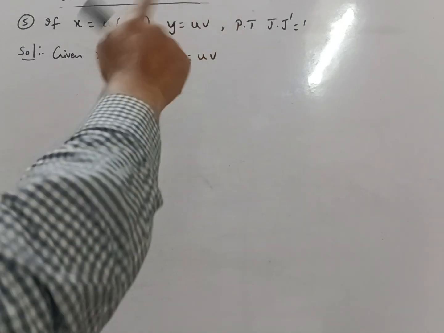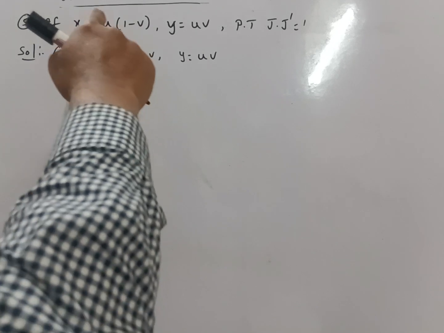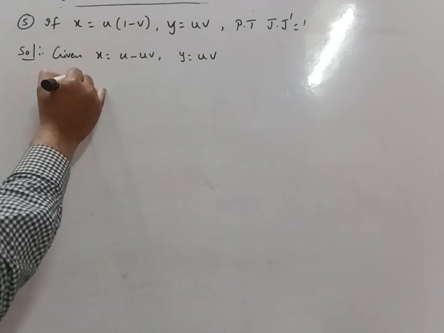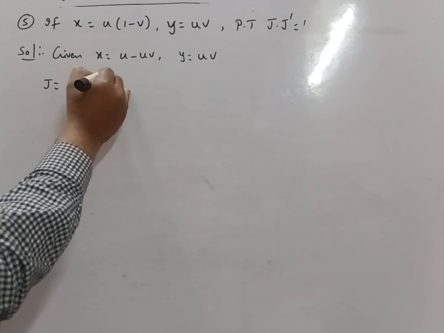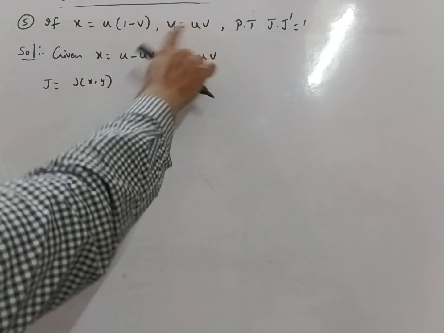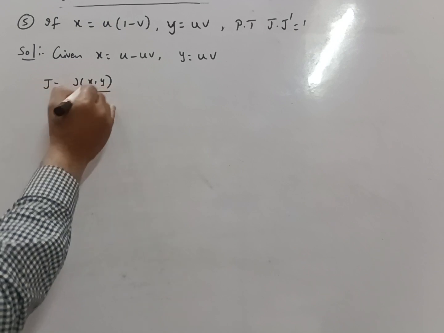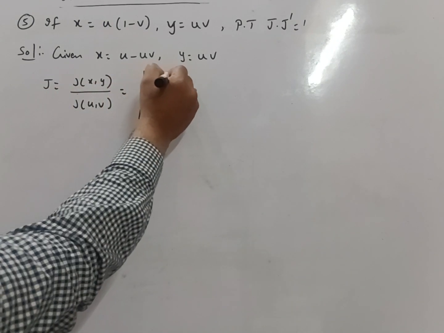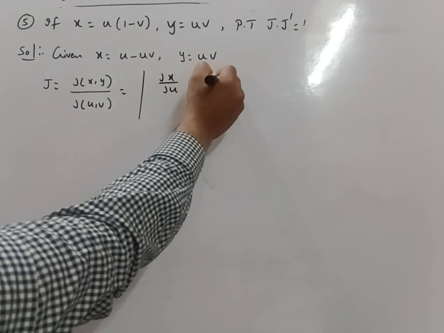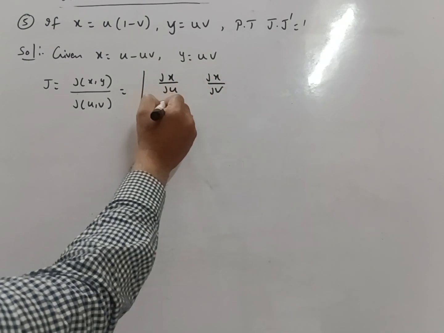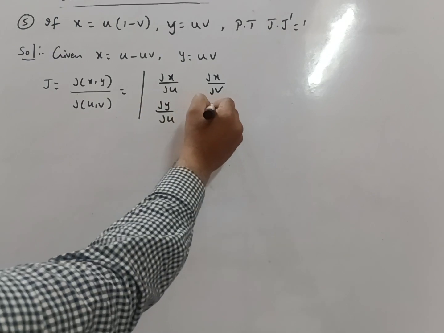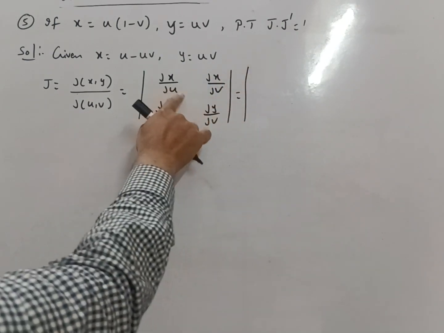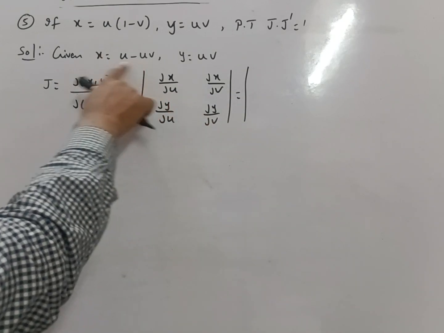So he's asking j into j dash is equal to how much? We have to prove 1, correct? So therefore, j is equal to dou of x comma y by dou of u comma v, since x and y are in terms of u and v. So it becomes dou x by dou u, dou x by dou v, dou y by dou u, dou y by dou v. So what I get here: x with respect to u.